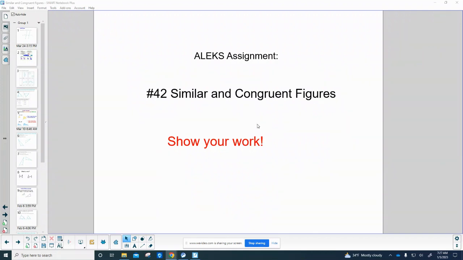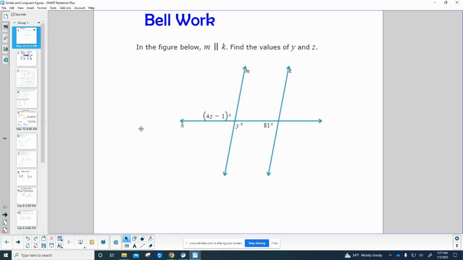Hello, today's lesson is on similar and congruent figures. And I want to make sure that when we get to assignment number 42, we show our work. But before we get to that point, we've got to go through the lesson.